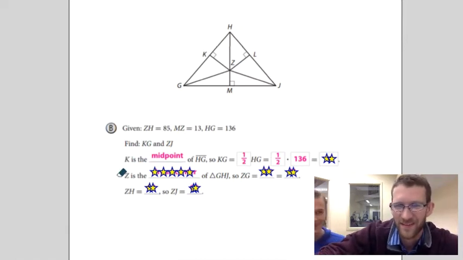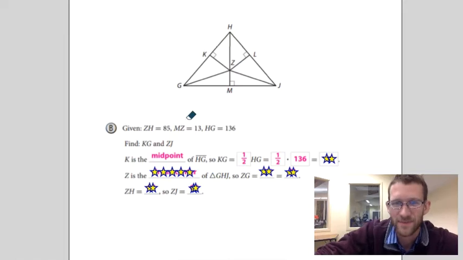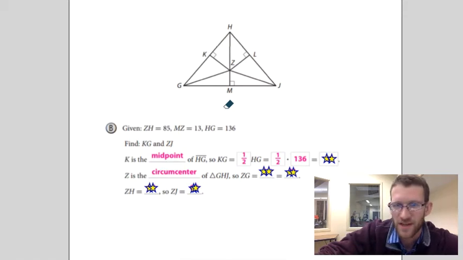We'll move on in the meantime. Z is, again, the circumcenter of triangle GHJ. So ZG, Z to G here, is going to be equal to ZH and ZJ.